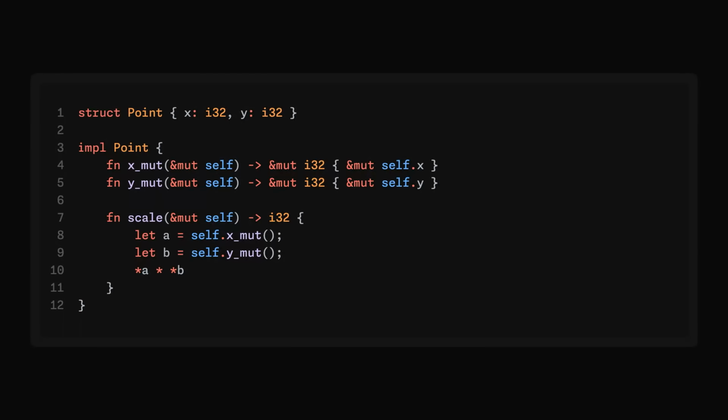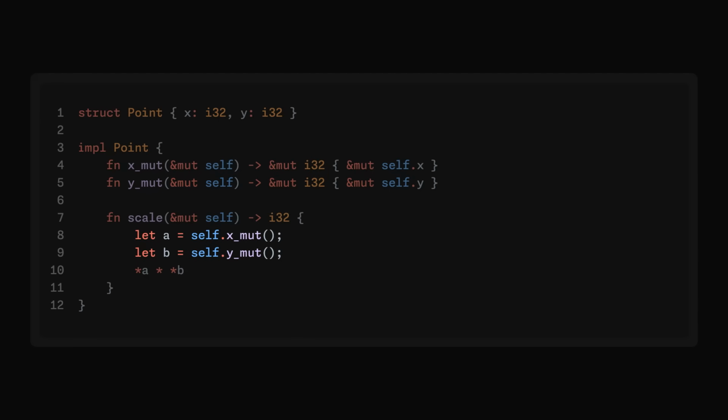Here's where that cost shows up. Here's a point struct with two small helper methods. x_mut hands back the x field, and y_mut hands back the y field. Now look at x_mut's signature. It borrows self mutably. Borrowing self mutably in Rust gives exclusive access to the entire point struct, not just the field x. And when we look at y_mut, its signature does exactly the same thing. It takes exclusive access of the whole point struct, not just the y field.